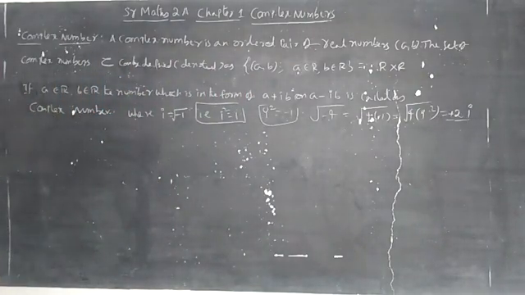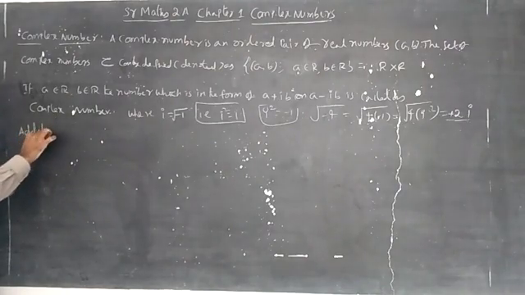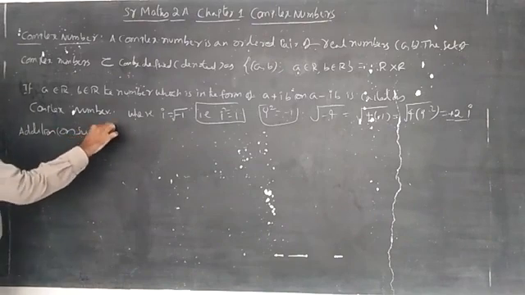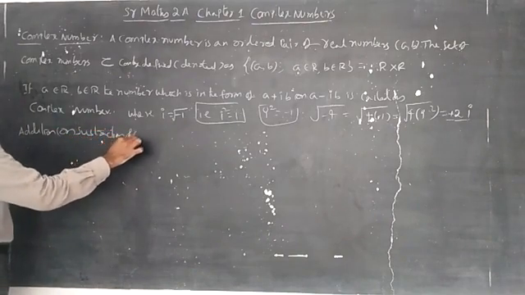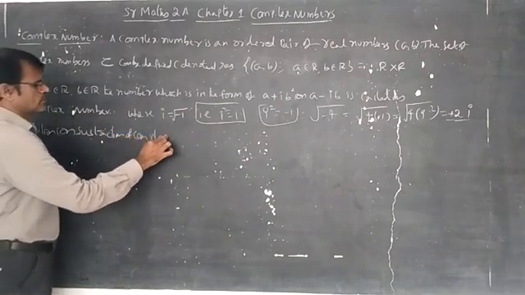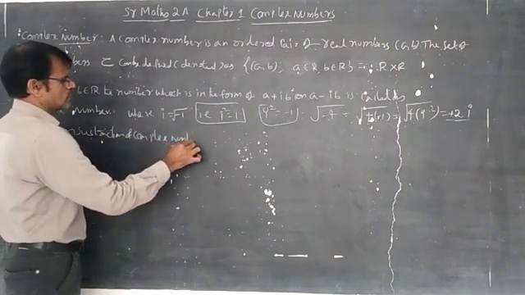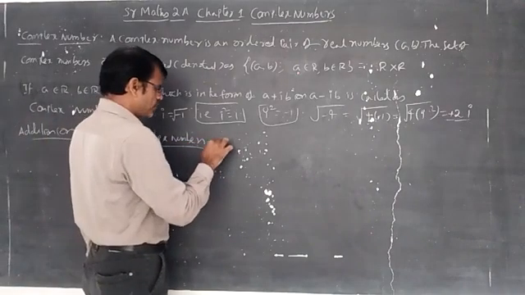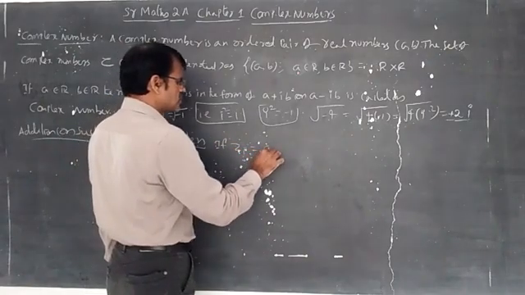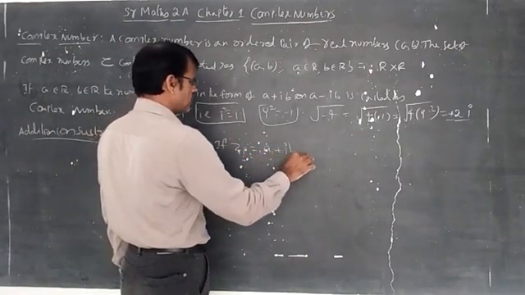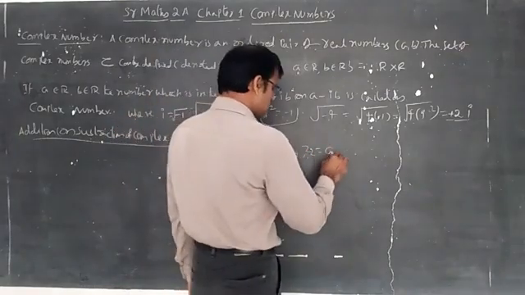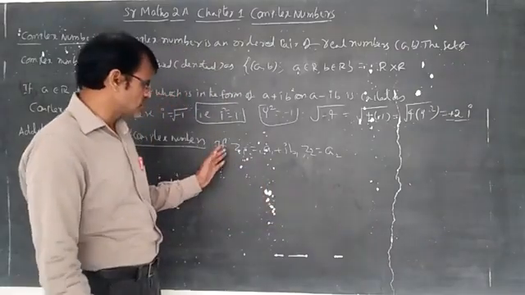Now, addition of complex numbers. Addition or subtraction can be written directly. If z1 is equal to a1 plus ib1, z2 is equal to a2 plus ib2; these notations C1, C2 are simply z.